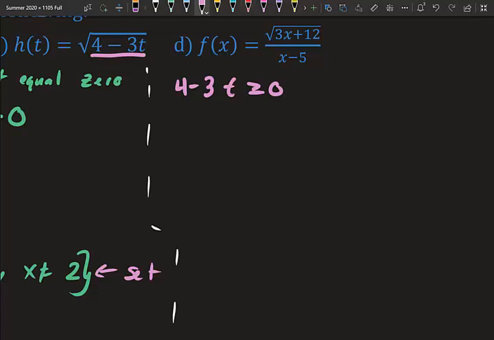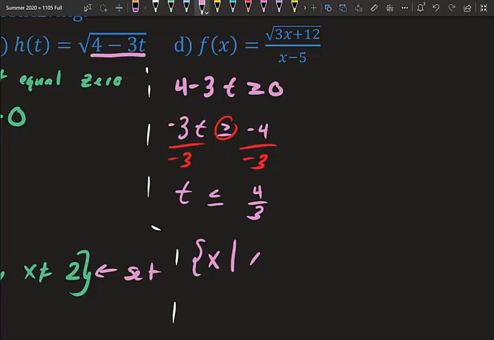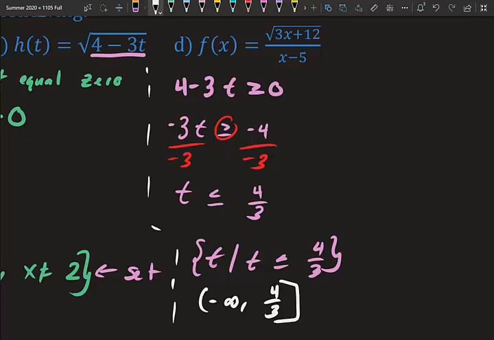We're going to subtract 4, so we have negative 3t is greater than or equal to negative 4. Divide by negative 3. Since we divide by a negative, don't forget we have to flip the sign. So t is now less than or equal to positive 4/3. We can write this in set notation: t such that t is less than or equal to 4/3. Or in interval notation, it would be negative infinity to 4/3 bracket. That is straight up from chapter 1.5 and 1.6.